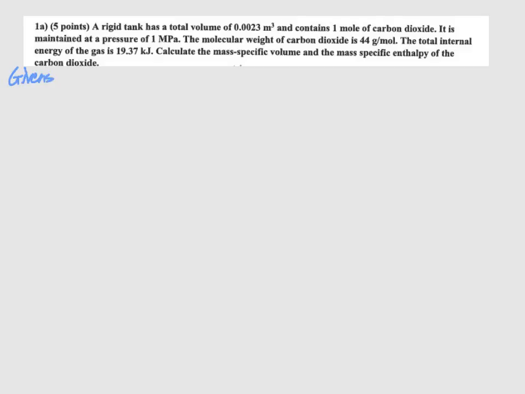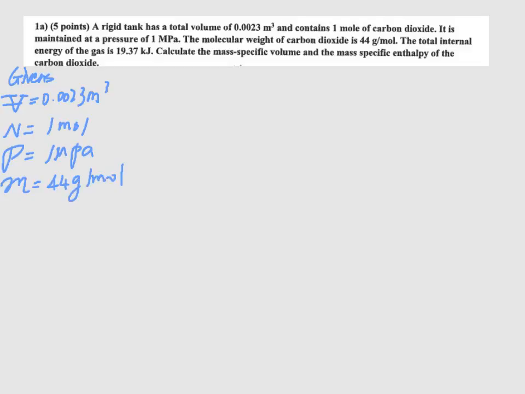So let's do that. Here we have a rigid tank that has a volume V equal to 0.0023 meter cubed. And it contains 1 mole of carbon dioxide, so N is equal to 1 mole. And it is maintained at a pressure of 1 megapascal, so P is equal to 1 megapascal. The molecular weight of carbon dioxide, squiggly M, is equal to 44 gram per mole. And the total internal energy, capitalized U, is equal to 19.37 kilojoule.